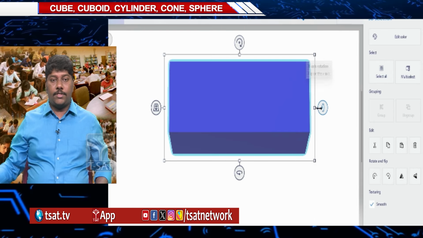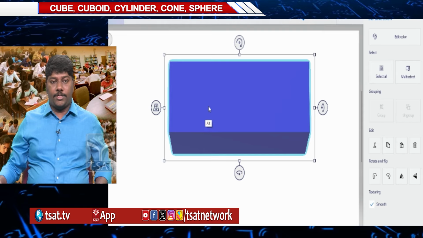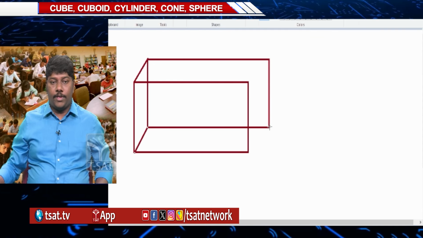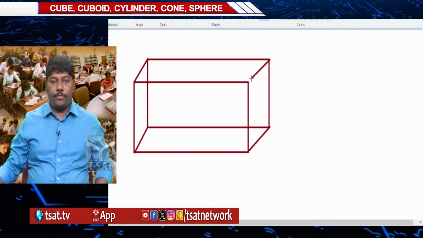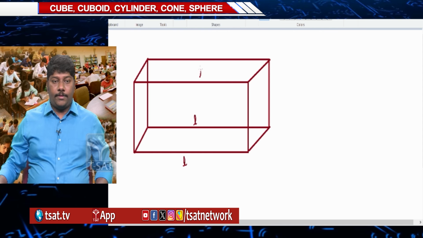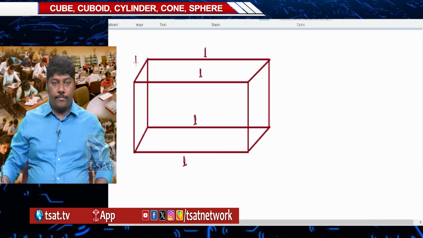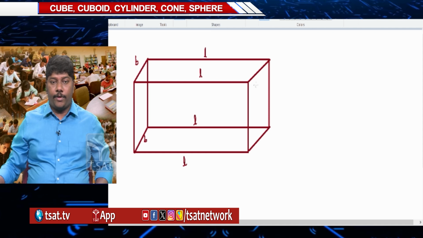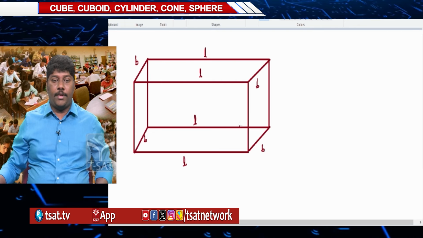Now, let us first figure it out in the 2-dimensional thing. Now, this one is a cuboid. There are 4 lengths, 4 breadths and 4 heights. Height is nothing but you can assume the pillars of the room.